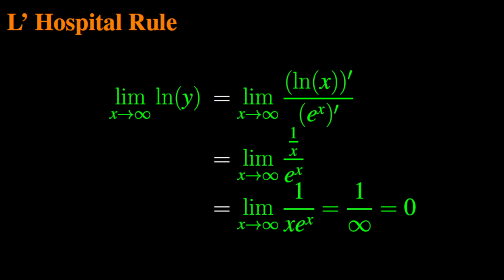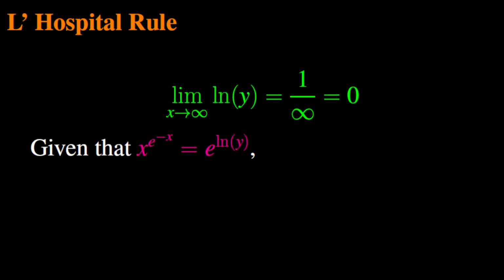By simplifying this fraction, we see that the limit is equal to the limit as x goes to infinity of 1 over the product x times e of x. We all know that as x goes to infinity, x times e of x goes to infinity. So our limit is 1 over infinity, which is 0. In sum, the limit as x goes to infinity of logarithm of y is 0.